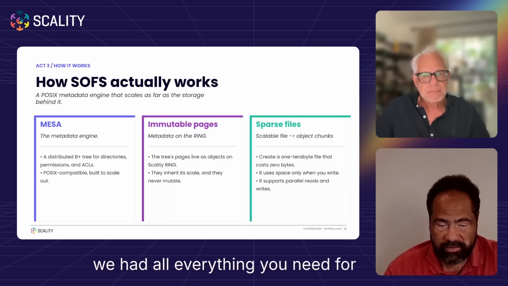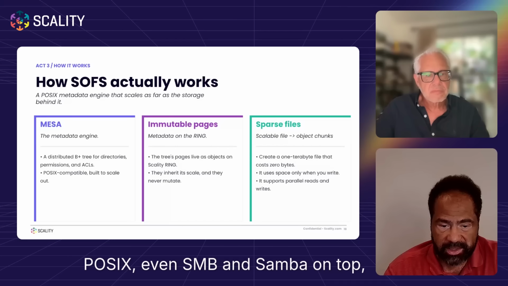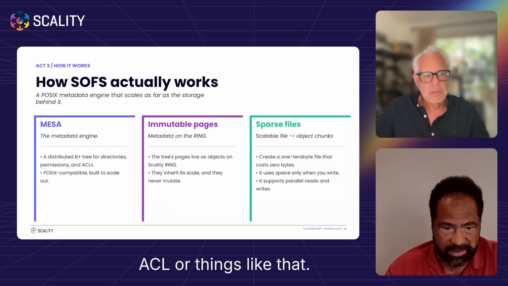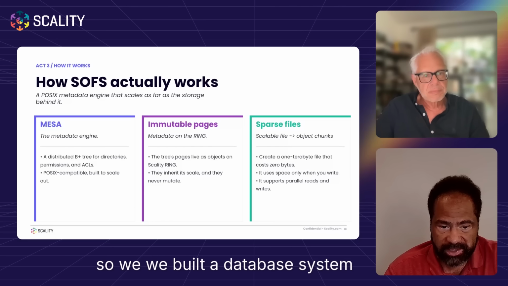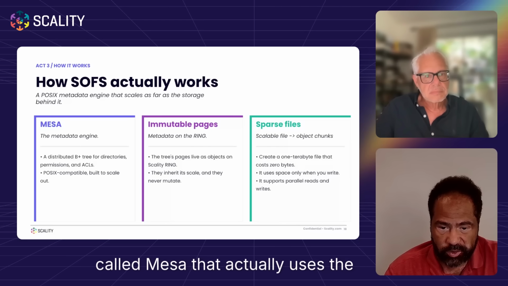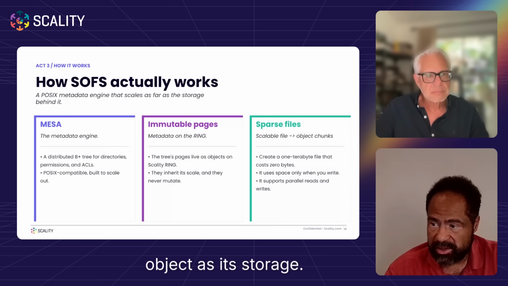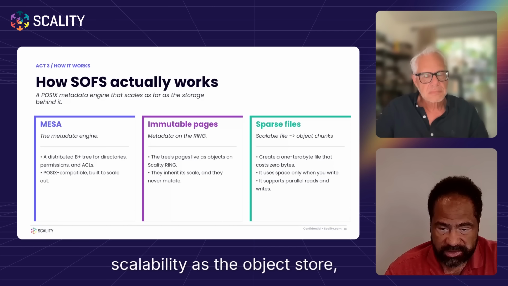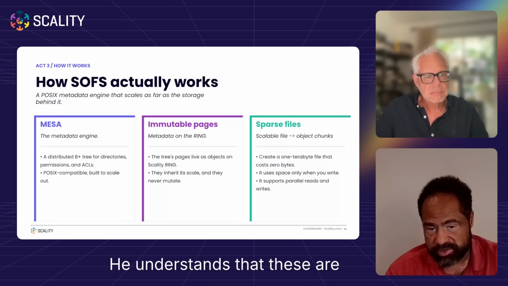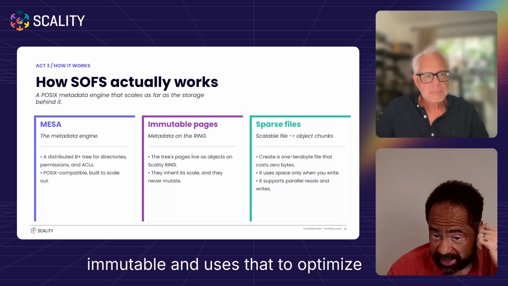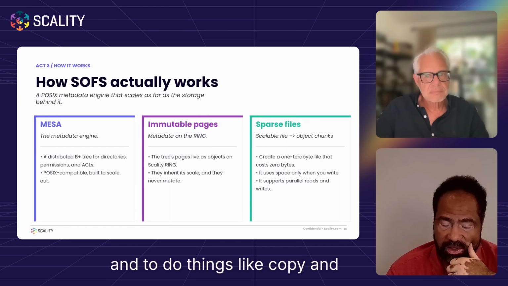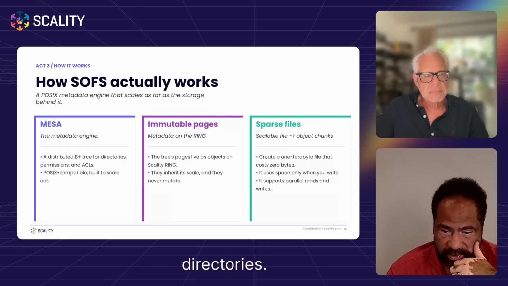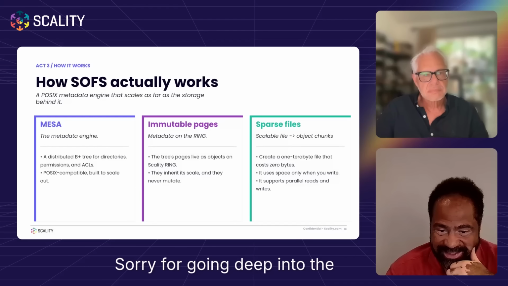Now we had everything you need for POSIX, even SMB and Samba on top. We never complain about missing an ACL or things like that. Right, right. So we built a database system called Mesa that actually uses the object store as its storage. So that gives you the same scalability as the object store, the same benefits of the object store. It understands that these are immutable and uses that to optimize and to do things like copy on write and do its own two-phase commit on the directories. Sorry for going deep into the algorithm stuff. No, that's good.